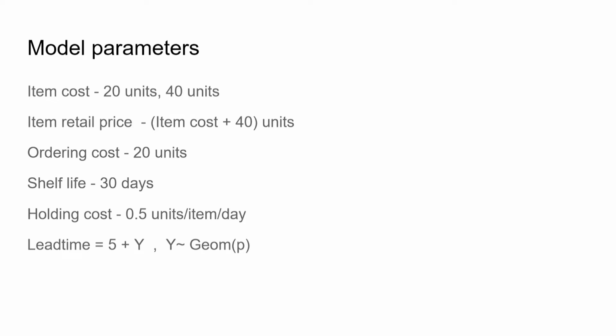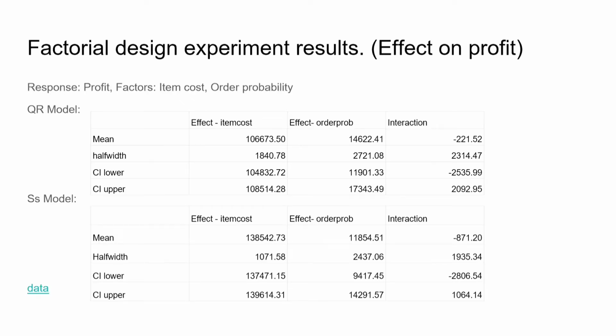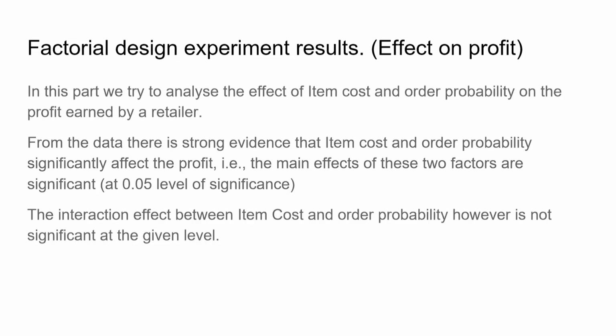In this model, we have taken the parameters to be these, and the lead time is 5 plus y, where 5 is the deterministic part and y is the random variable following a geometric distribution with parameter p. We have conducted a factorial design experiment with profit as response and item cost and order probability as the two factors. For both the models, we find that the main effects of item cost and order probability are significant, whereas the interaction effect of the factors is not.